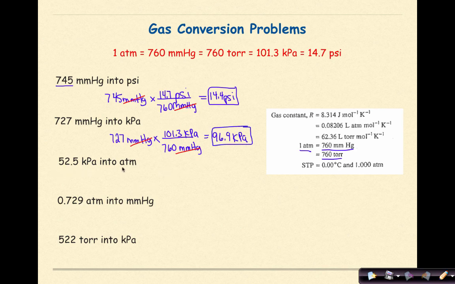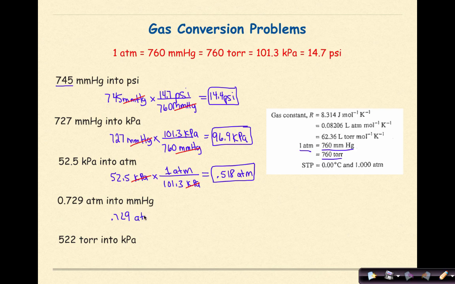52.5 kilopascals into atmospheres. So we're going to write our given first. 52.5 kPa. I know that looking at my units of pressure up at the top, 101.3 kPa is equal to 1 atmosphere. Cancel my units. Multiply this out. So 52.5 times 1 divided by 101.3 should give me 0.518 atmospheres as my final answer. Again, matching significant figures.